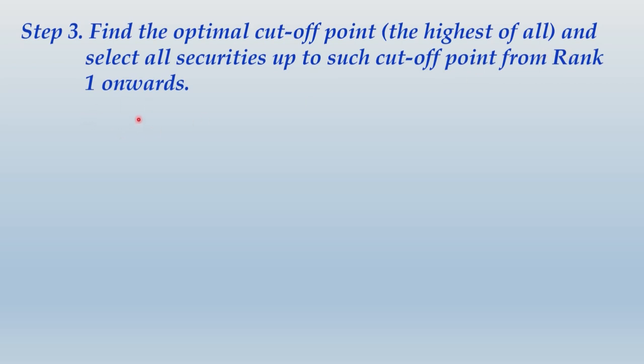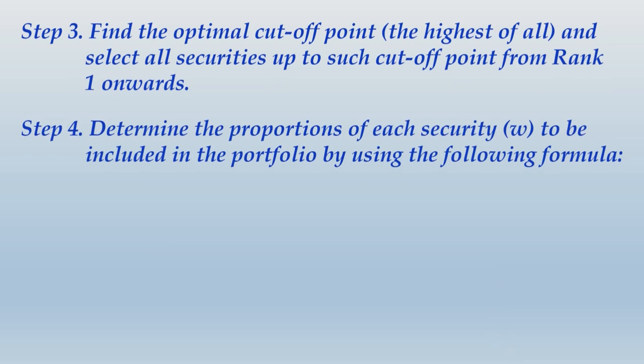For example, if the rank 3 security gives you the highest cutoff point, your selection will be rank 1, rank 2, rank 3. If the rank 5 security gives you the optimal cutoff point, you will select 5 securities, rank 1, 2, 3, 4, 5, like that. Thereafter, determine the proportions of each security, that is weights, W, to be included in the portfolio by using the following formula.